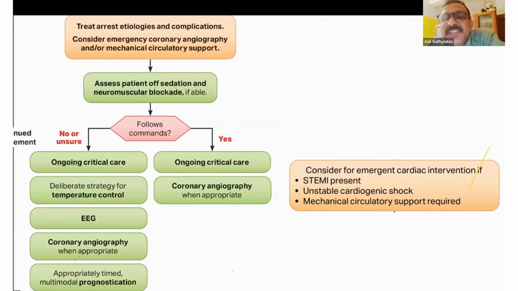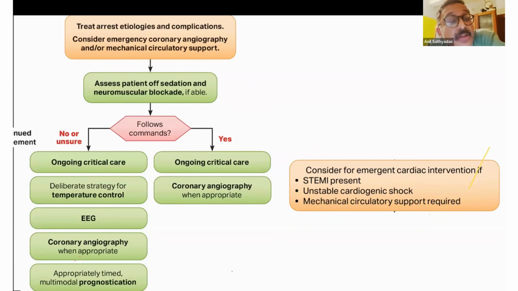So if STEMI is persistent, and the patient is having unstable cardiogenic shock, which you would be able to identify with the echo, and the patient is already on mechanical circulatory support, you think of emergency cardiac interventions. Okay, so whether to have the temperature control, targeted therapeutic temperature, or targeted temperature management, which is more correct, TTM. So that's targeted temperature management.